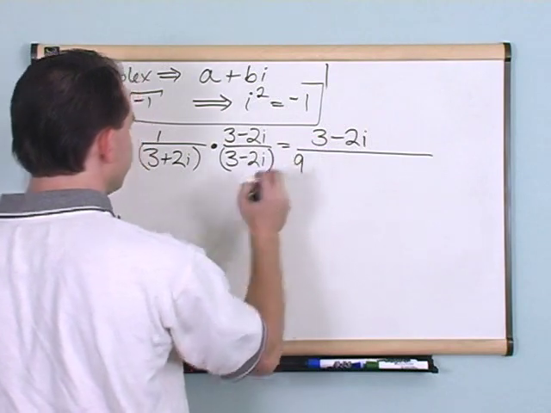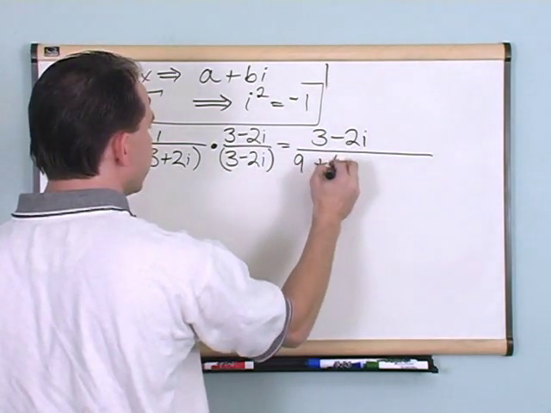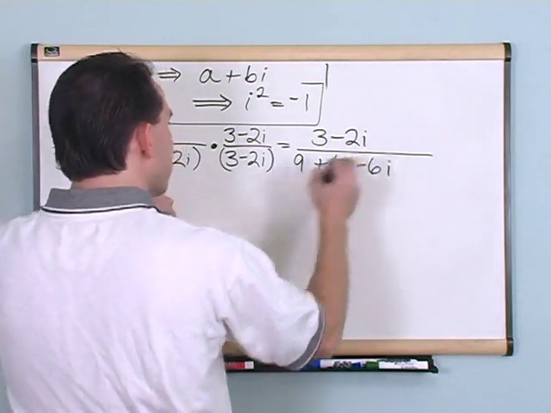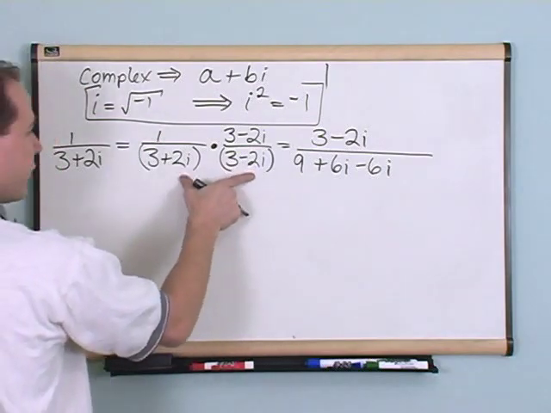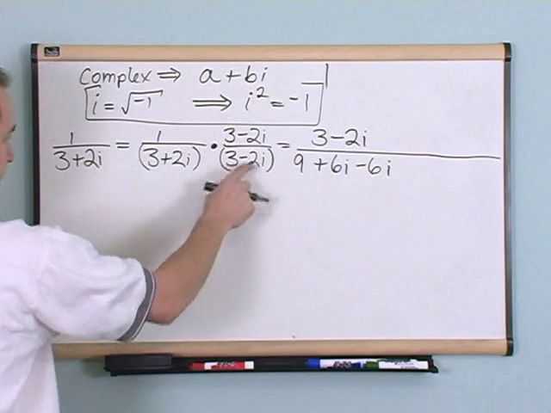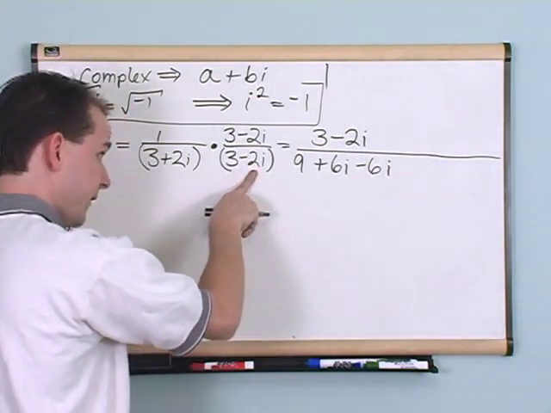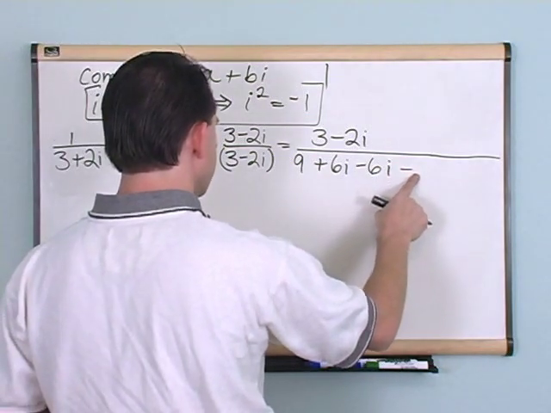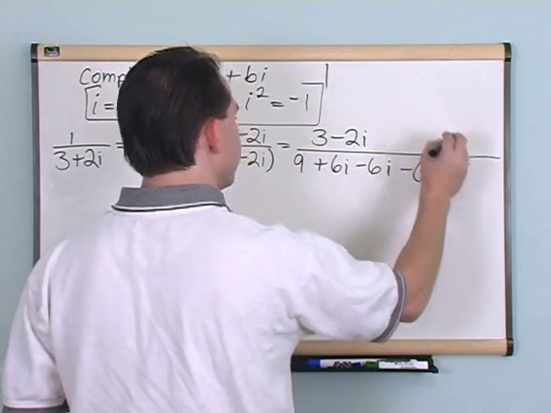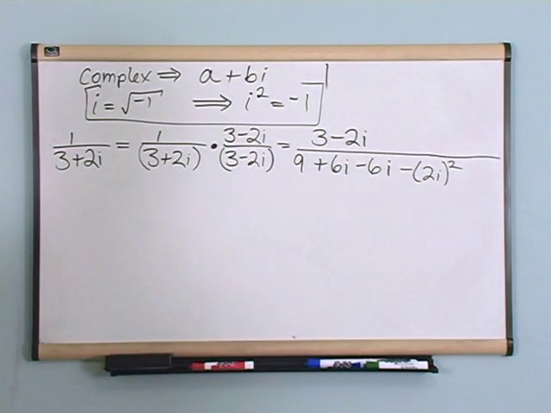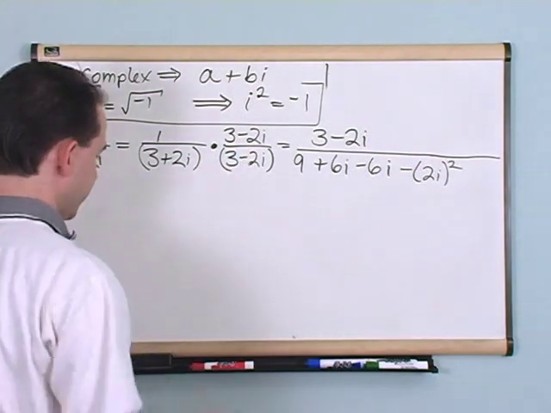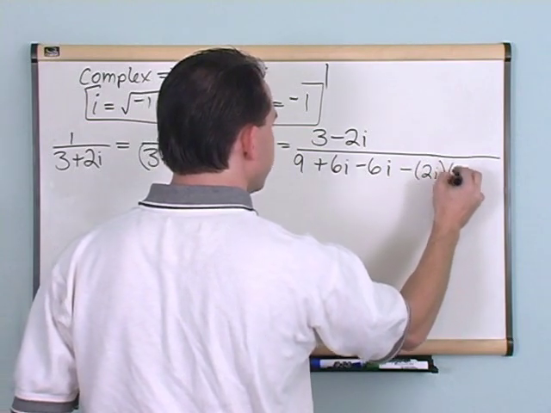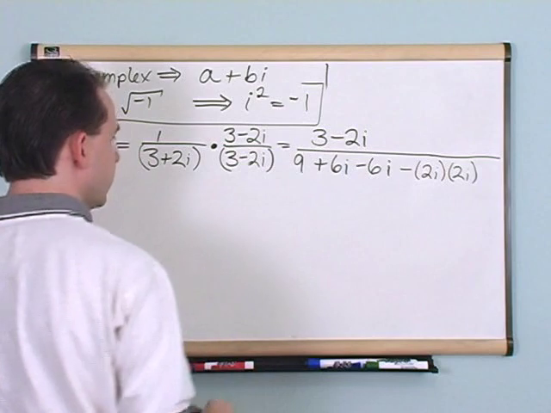3 times 3 for the first term is 9. 2i times 3 gives you 6i. The outside term, 3 times negative 2i, is negative 6i. And for the final term, I'm going to be very cautious because it's easy to screw yourself up. 2i times negative 2i is going to be negative, because negative times positive gives you a negative number. Negative 2i times 2i. The negative comes from here, and then you've got 2i times 2i. I think it's clearer if I do it that way.